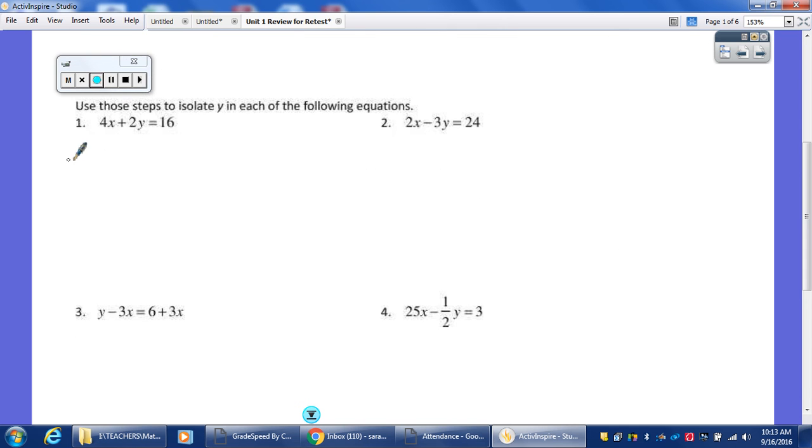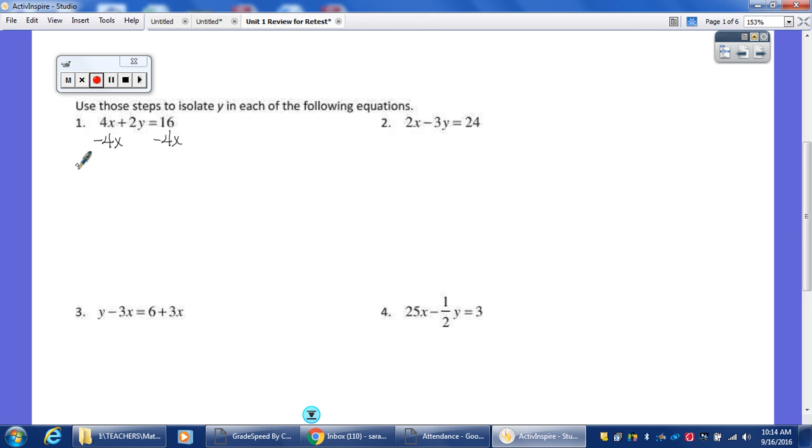Alright guys, so looking at this problem right here, I've got 4x plus 2y is equal to 16. If I want to solve for y, the first thing I want to do is I want to get the y's alone on one side of the equal sign. And so what's in my way here is the 4x. It's on the same side of the equal sign as the 2y. I don't want that. So I'm going to move the 4x, and since it's a positive 4x, I'm going to subtract 4x from both sides.